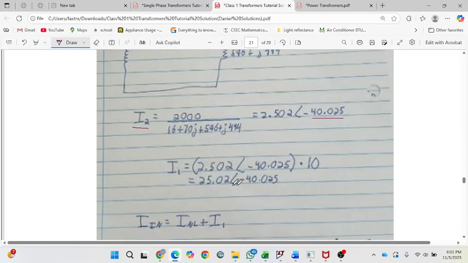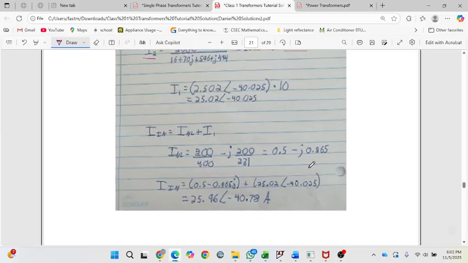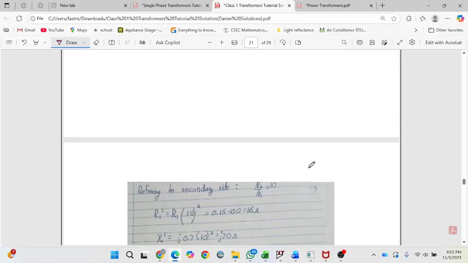This is just I1. So now we have to calculate your no load current to then add it to the I1. So that's like before. Your I no load is 200 divided by 400 minus 200 divided by 231. And you get your no load current. And you just add it up and you get the input current. That's literally the process. So the process was I2, turn ratio, I1, I no load, I in is I no load plus I1. Same process. Any questions on that?